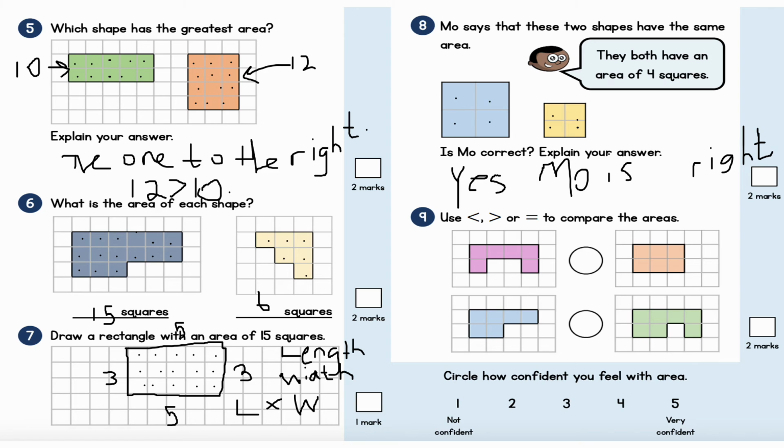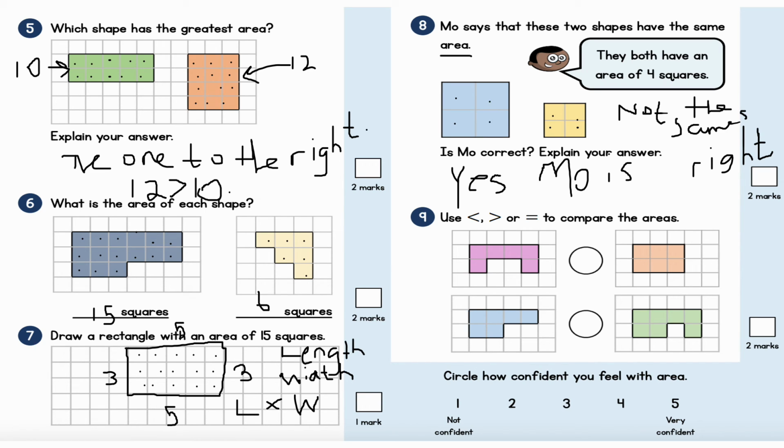But I think there is an issue here because that's not the same size as that. Mo says that these two shapes have the same area. Yes, it has 4 squares, but they are not the same size. So not the same size. So I may have made a mistake here.